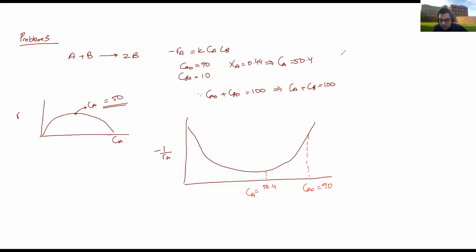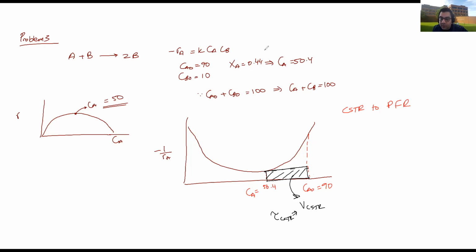Okay, so we're going to basically compare a CSTR to a PFR to see which one is going to give me the lower volume. For a CSTR, the volume will be the area under the curve, starting from CA naught and ending at CAF here. So this is the tau for a CSTR, which corresponds to a volume of a CSTR.